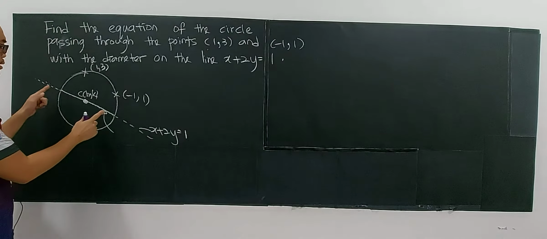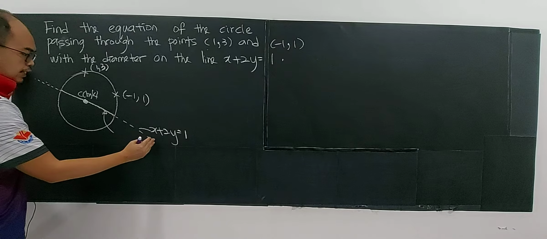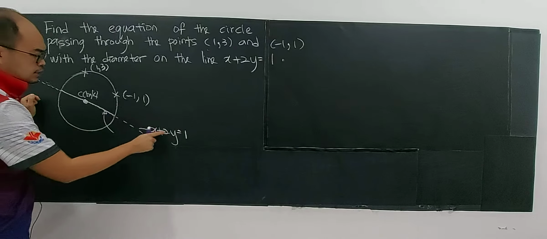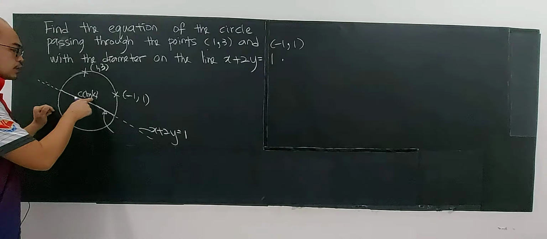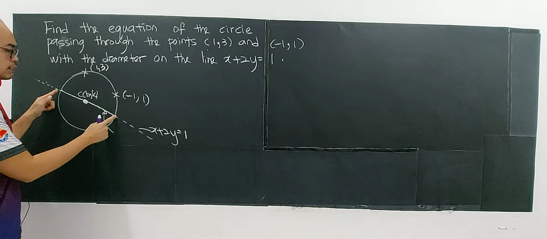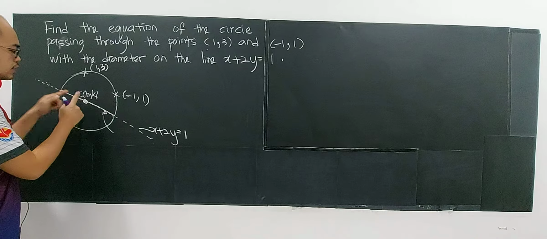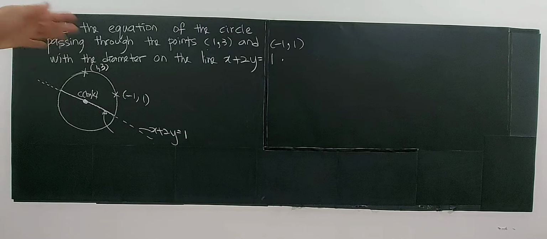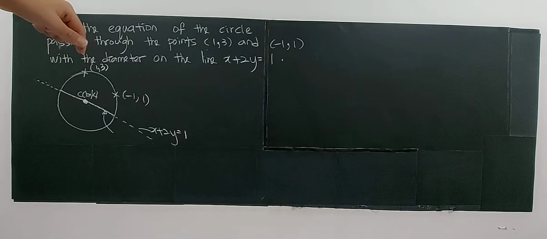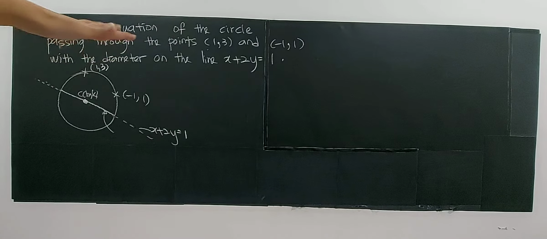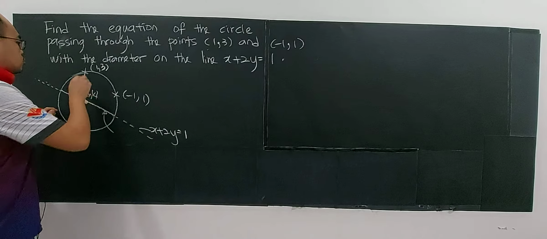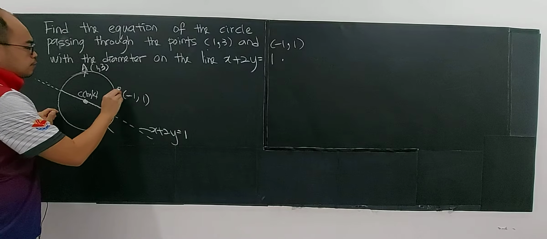This is a very important understanding. The diameter is on the line, so every point on the line satisfies this equation, including the center, because the center is on the diameter and the diameter is on the line. Definitely the center is on the line. Before this, I'm going to apply the radius. I assume the center to be (h, k), and I label the points A and B.